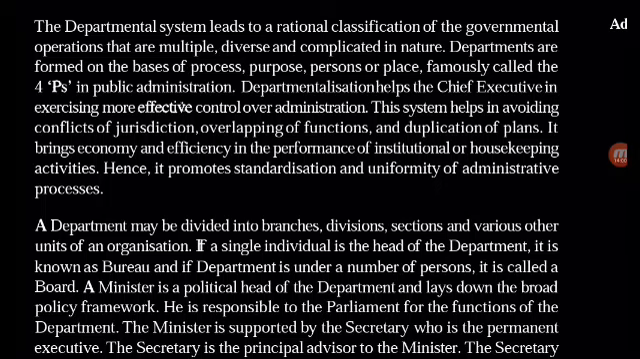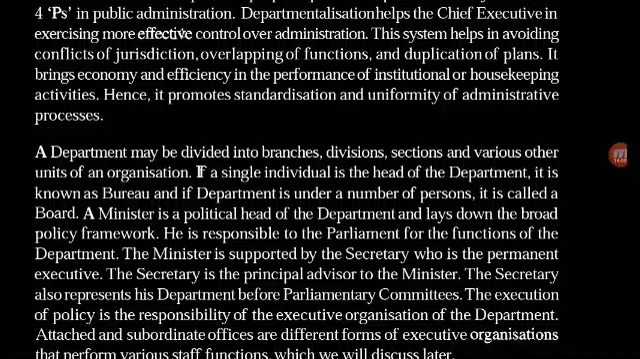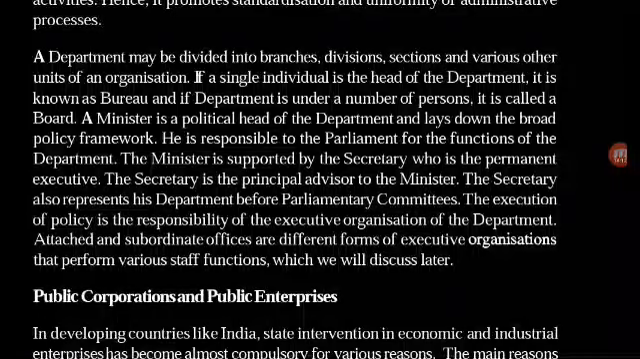It brings economy and efficiency in the performance of institutional or housekeeping activities. Hence, it promotes standardization and uniformity of administrative process. A department may be divided into branches, divisions, sections, and various other units of an organization. If a single individual is the head of the department, it is known as bureau. And if department is under a number of persons, it is called a board.